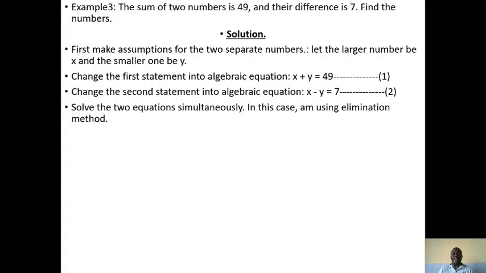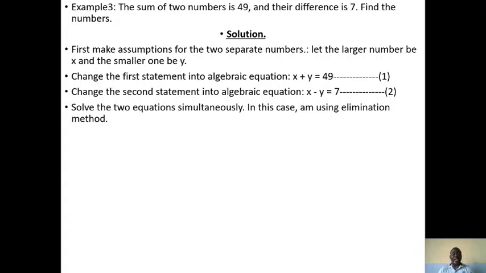But since the difference is 7, or any number which is not 0, that simply means that one number will be larger than the other. So that is why I assume the larger number should be x and the smaller number should be y. If the larger number is x and the smaller number is y, the first statement said the sum of the two numbers is 49. So I said x plus y will give us 49, which forms the first equation.